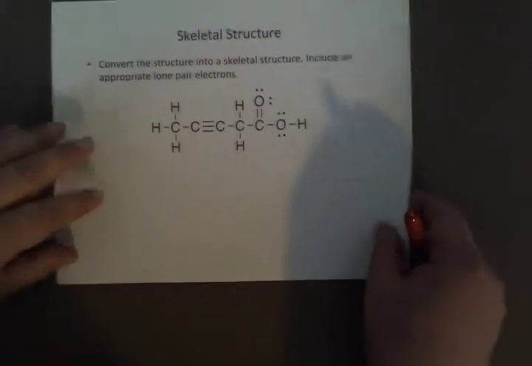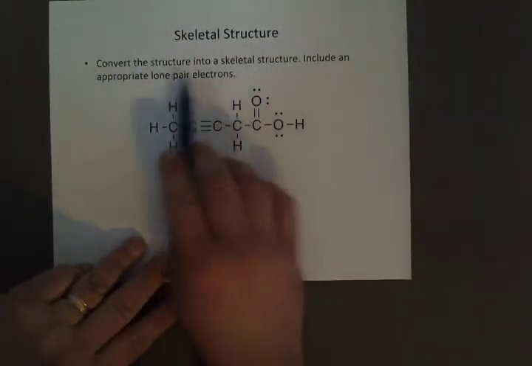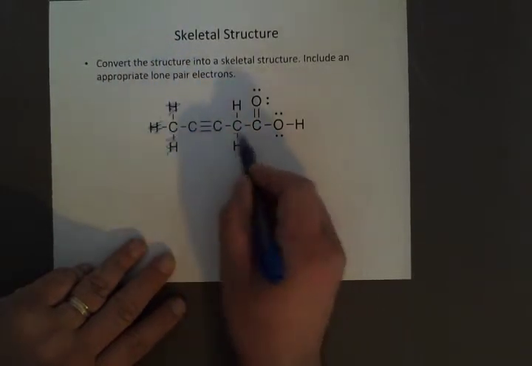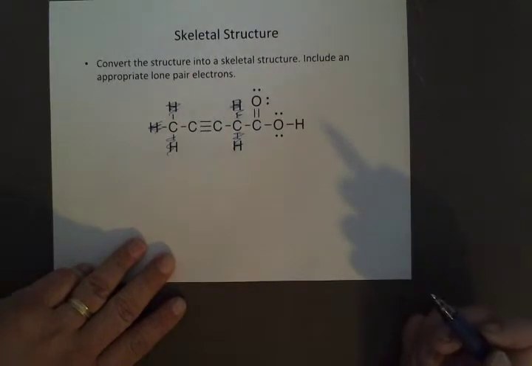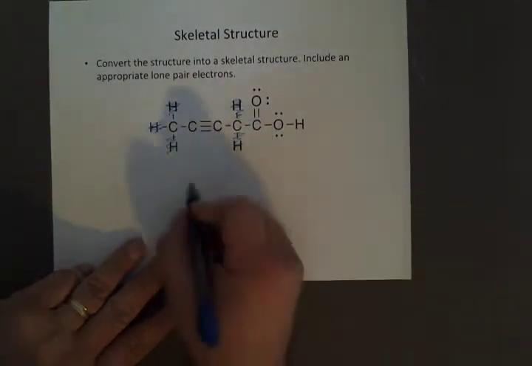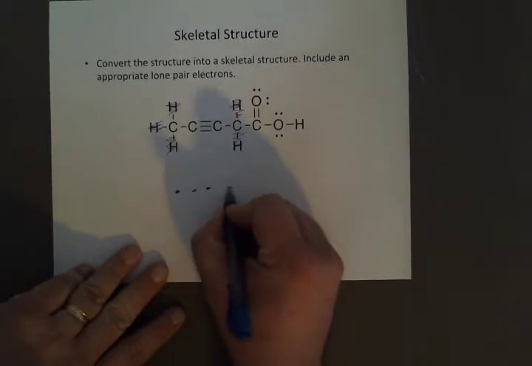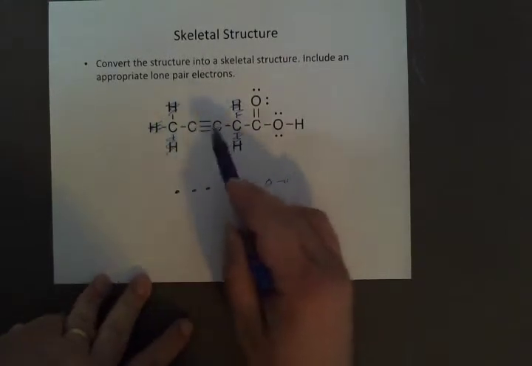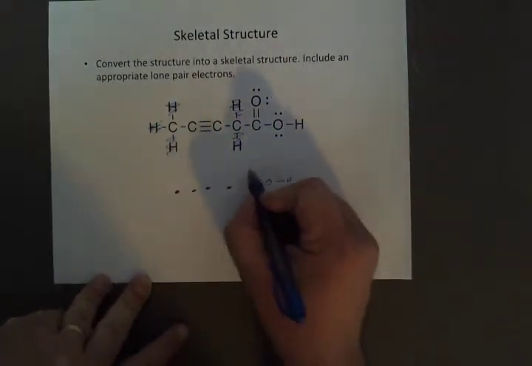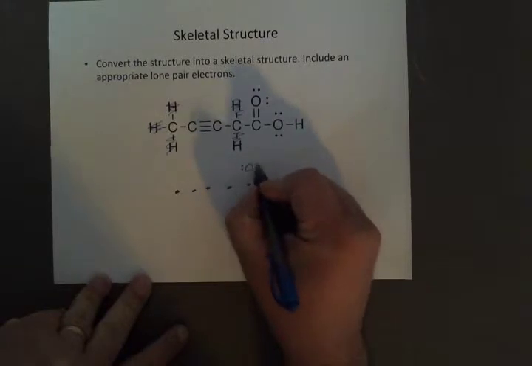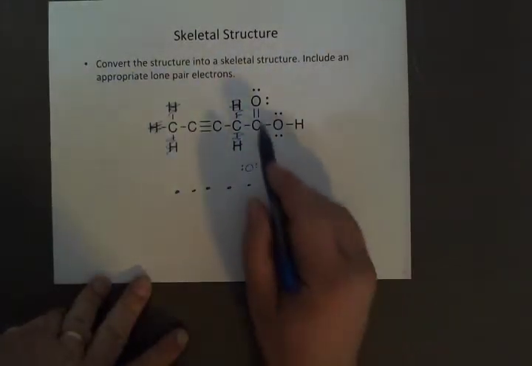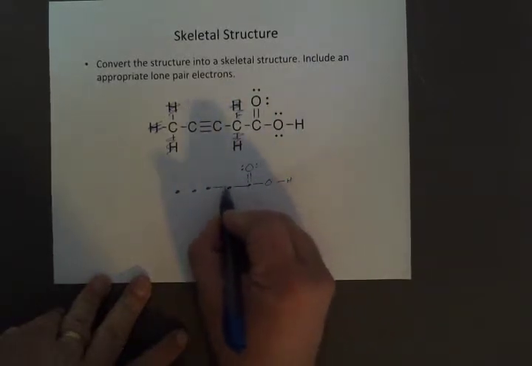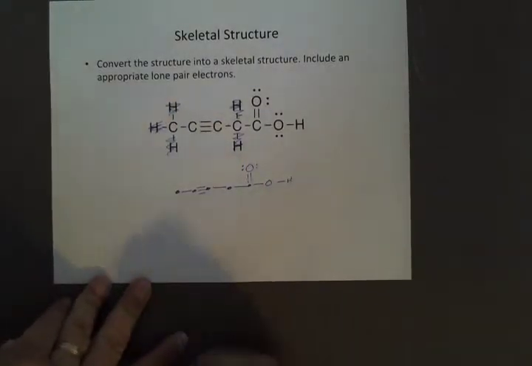Okay, so for skeletal structures, the first thing you do is go ahead and get rid of any carbon-hydrogen bonds. And then where these carbons are, just put dots. And then O, H. 1, 2, 3, 4, 5. 1, 2, 5. And then there's this one here, and don't forget to include the lone pairs. So here we go. And then just fill in the bonds. There you go. That's technically correct.